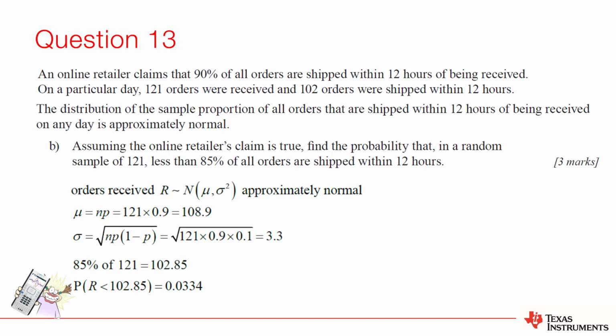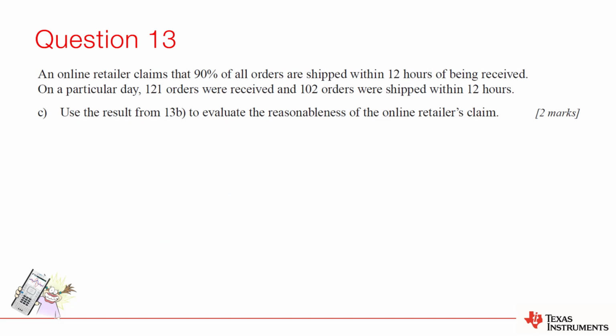Let's evaluate the reasonableness of this online retailer's claim. What do we think of this claim? Well, the probability that we got was 0.0334, which is very small. So it's very unlikely that the retailer's claim is true. But can we perhaps do this another way? Can we get another result to verify it?